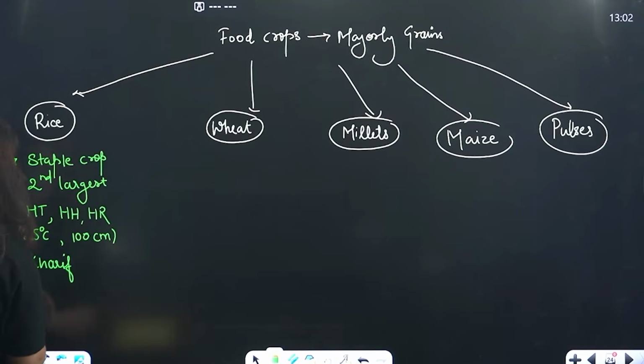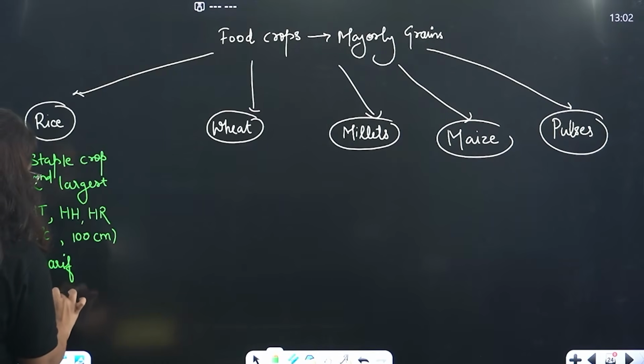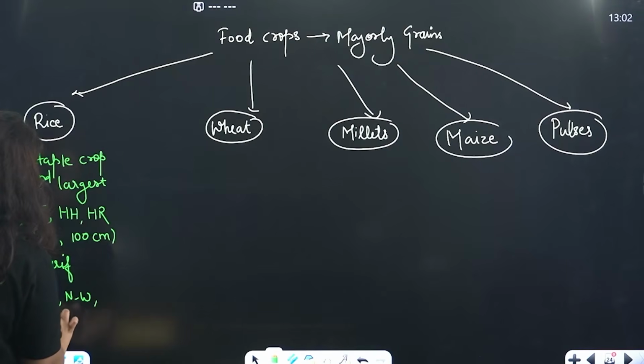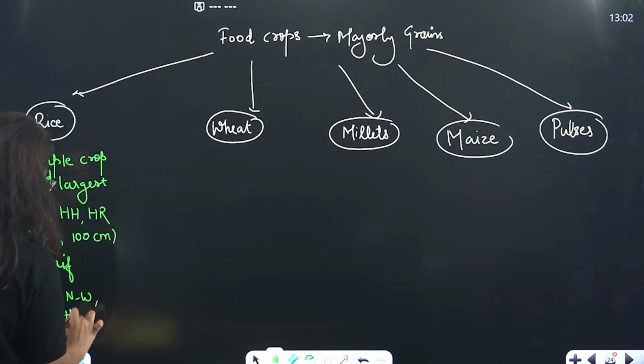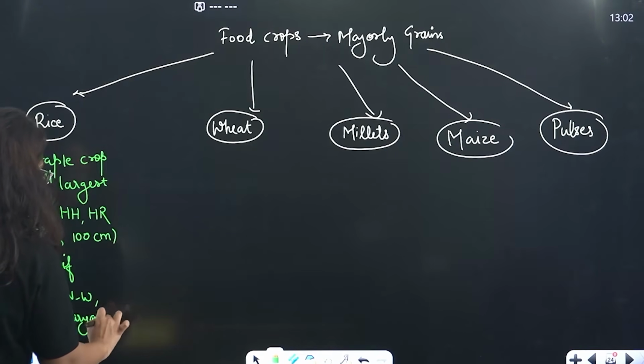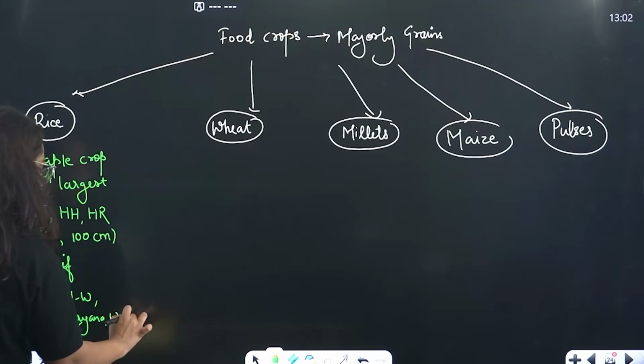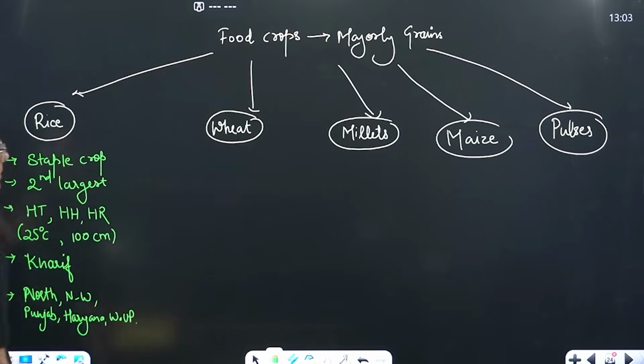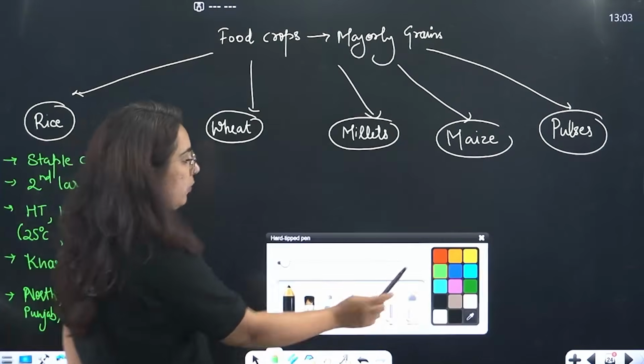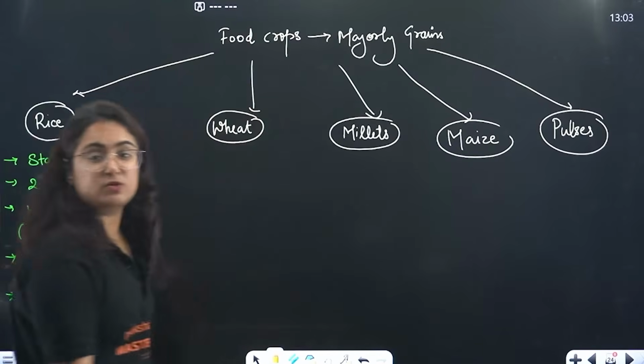When I talk about the regions, you can write Punjab, we can write majorly North India, Northwest India, then the area of Punjab, then we can write Haryana, and then Western Uttar Pradesh too. This is all about rice.